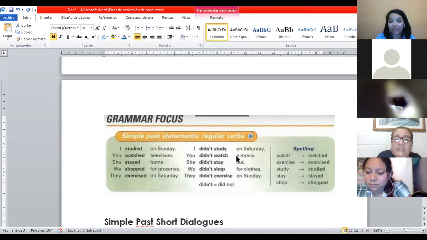I didn't watch TV, okay? I didn't stay out. I didn't shop for clothes. I didn't exercise on Sunday. So didn't me dice que no lo hizo, all right? And remember, the verb, no lo puedo cambiar a pasado. This is not good. I am going to use the base form, okay, of the verb. Are we good? Is that good?